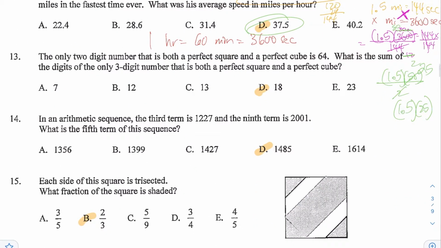Next for number 13, the only two-digit number that is both a perfect square and a perfect cube is 64. What's the sum of the digits of the only three-digit number that's both a perfect cube and a perfect square? So the reason why 64 is a perfect cube and a perfect square is because you have 4 times 4 times 4, and you have 8 times 8.